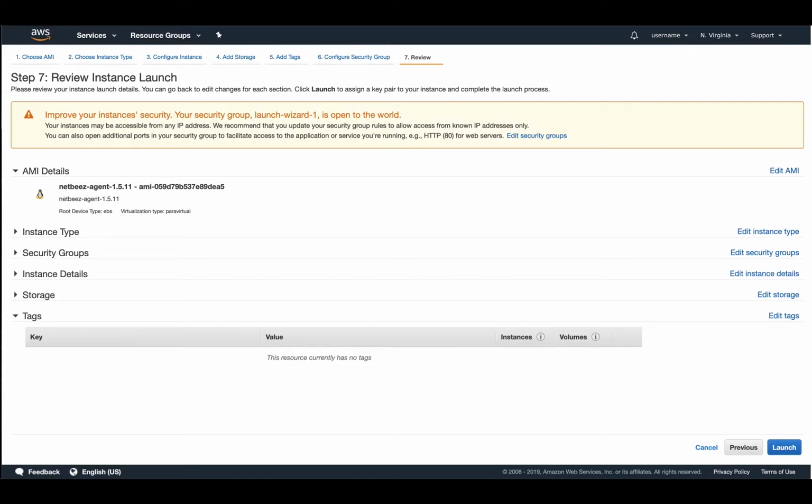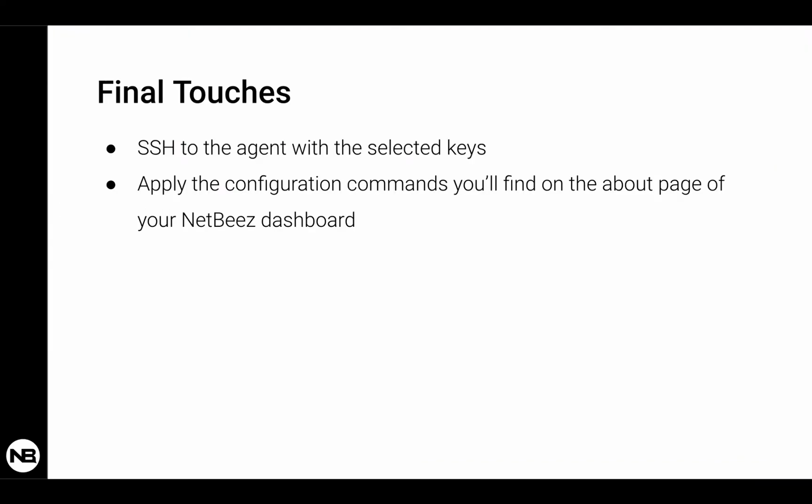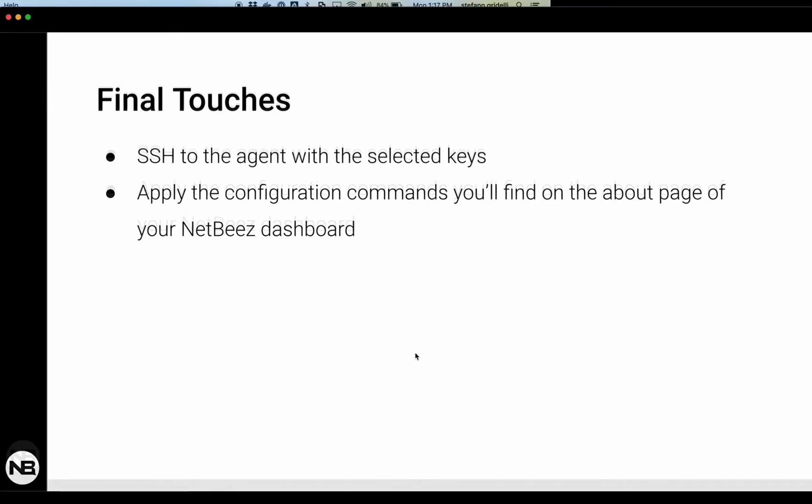Then you get to the summary page where you review all the settings and launch the agent. Once the agent is launched and active in your Amazon console, there are two things you have to do. You have to SSH to that agent and copy and paste the two configuration commands that you'll find in the About page of your NetBeez dashboard. This basically allows the agent to download from the NetBeez cloud the configuration settings for your specific dashboard, and then connect to your dashboard. So keep in mind these two extra steps at the end of provisioning the NetBeez agent, and then you'll see it connecting to your dashboard.